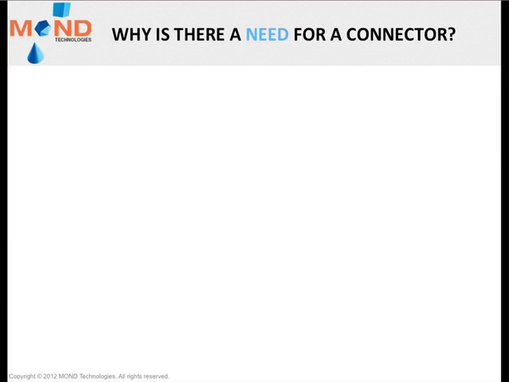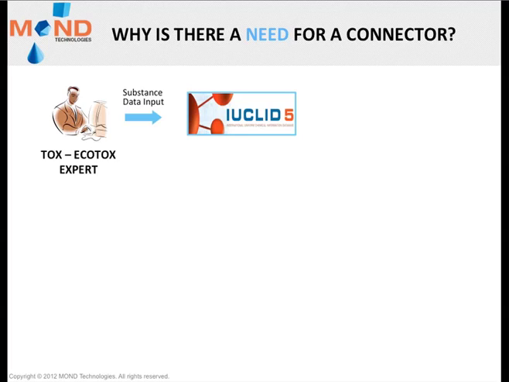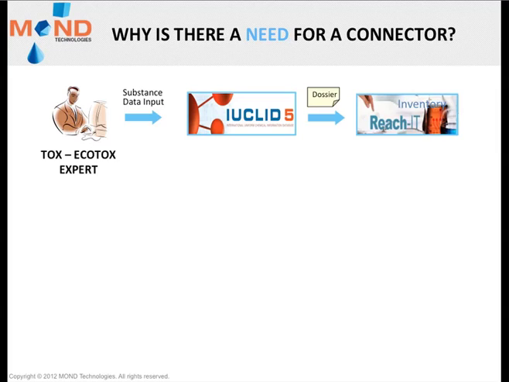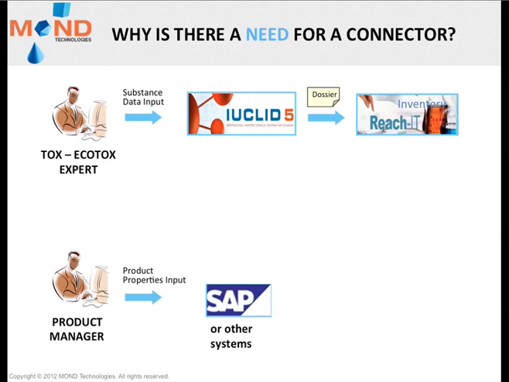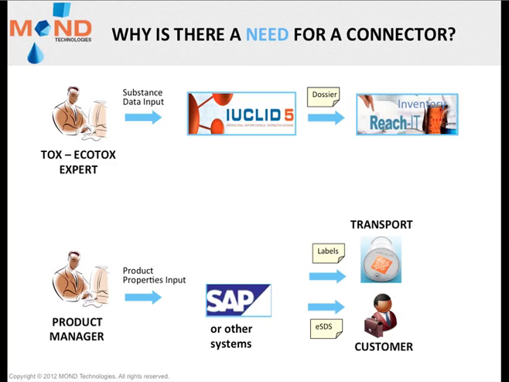If you look in today's companies who deal with substances, then typically on one side you have the experts in the areas of tox-ecotox, who work with the Euclid 5 systems in order to prepare the dossiers for the REACH regulation. On the other side, you have product managers who work with ERP systems, like for example SAP, in order to sell and distribute the substances. Now the question is, how can you keep the data between the systems consistent? And this is where the Euclid connector comes into the picture.